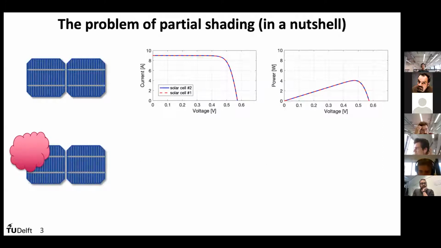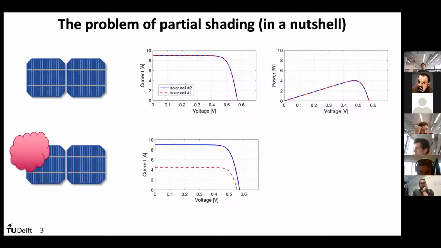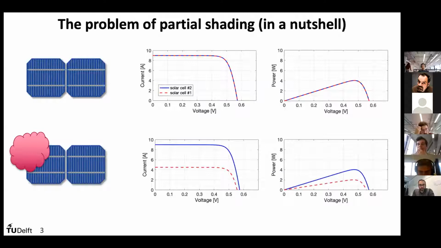In this case, for the same voltage, we now have a lower current level. And if you look at the power for these two solar cells, we can see that the unshaded solar cell could still provide 4 watts, but the shaded solar cell can now provide only 2 watts at most. But this is when we can control the power production of every solar cell independently.